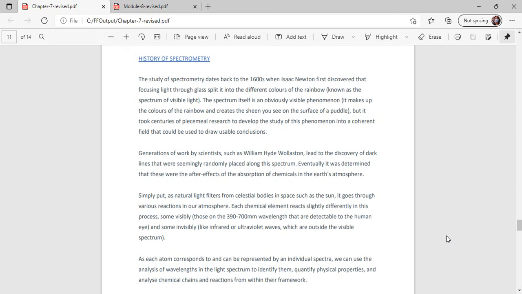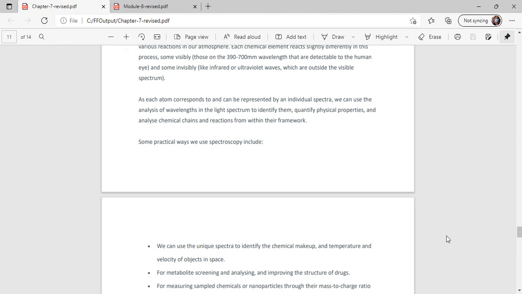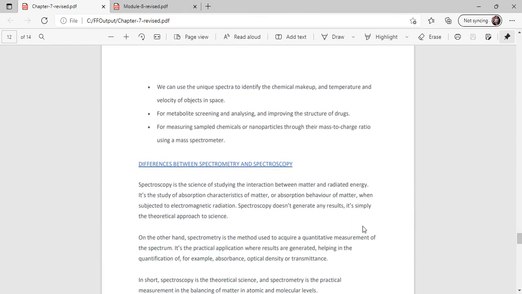Those in the 390 to 700 nanometer wavelength range are detectable to the human eye, while some are invisible, like infrared and ultraviolet rays, which are outside the visible spectrum. As each atom corresponds to and can be represented by an individual spectrum, we can use the analysis of wavelength and light spectrum to identify them, quantify their physical properties, and analyze their chemical changes and reactions from within their framework. Some practical ways to use spectroscopy include the following.